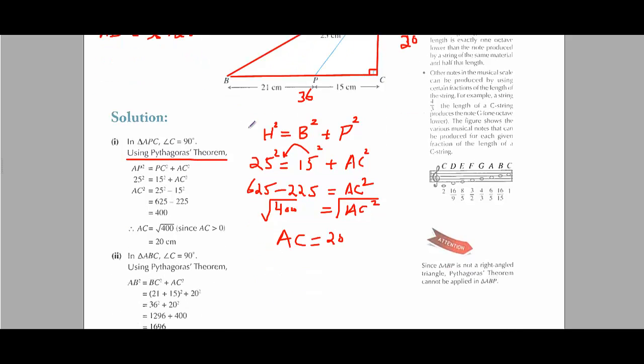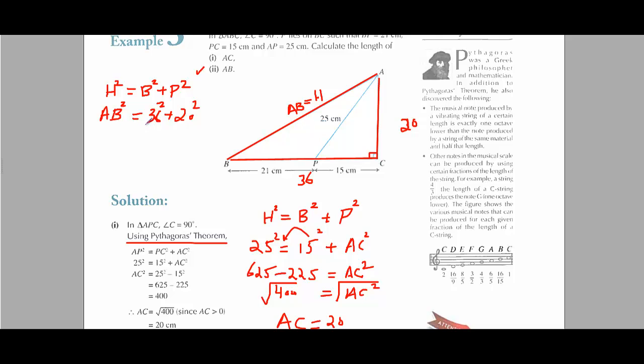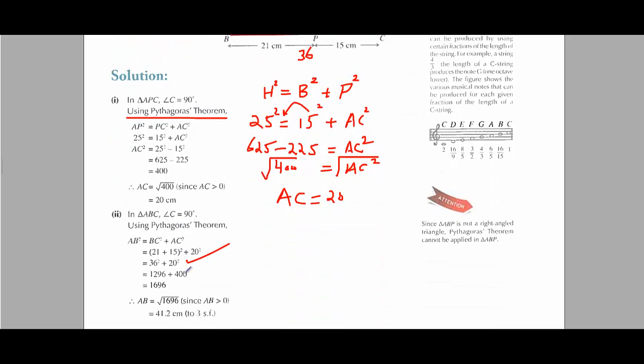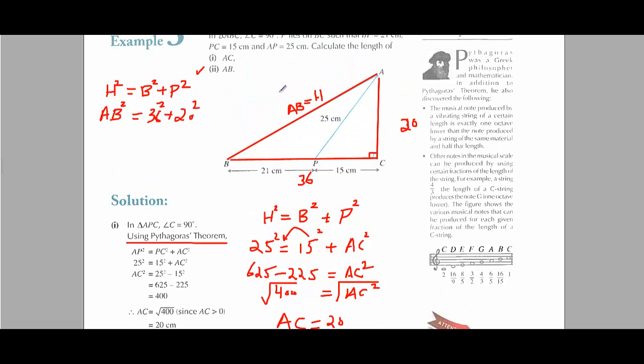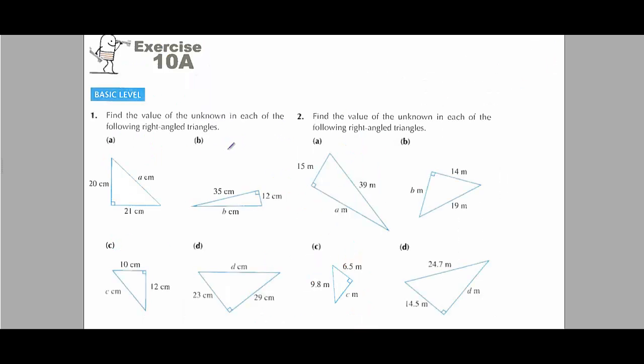Let me check, am I correct? Yes, look here, it is 36 and 20. I am right. So after doing some calculation and then taking the square root, the final answer is 41.2. You can verify yourself. So we did this question, this example. In this example, we had to deal with two triangles. I hope you understand. And this is the exercise, and you should do it yourself.